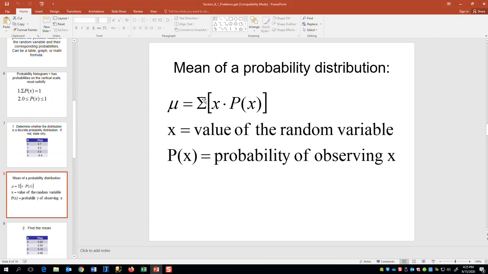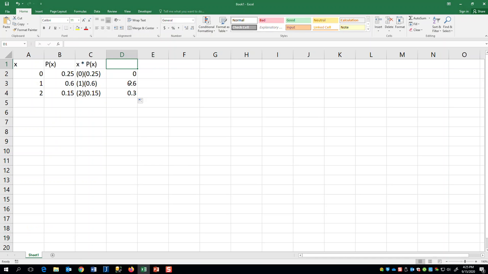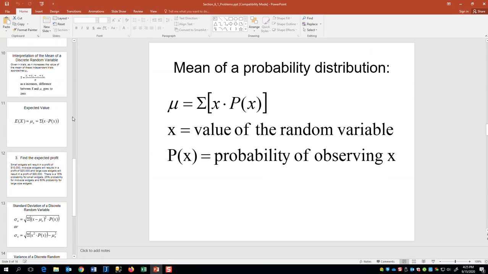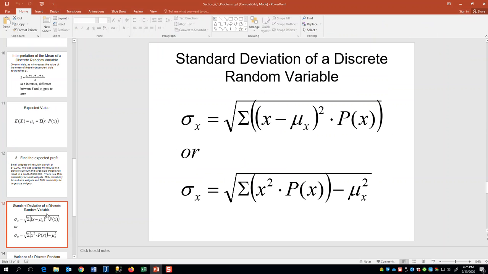This E-looking thing in front of it means add them together. So I'm going to add these three together, and that's going to give me my 0.9. Now this is my mean or my expected value. So the 0.9 is my mean. Now, what are they asking for? Standard deviation.